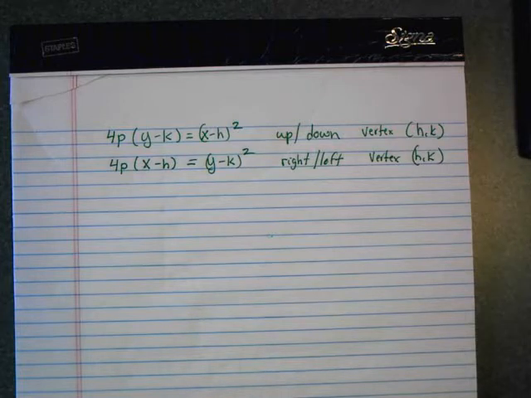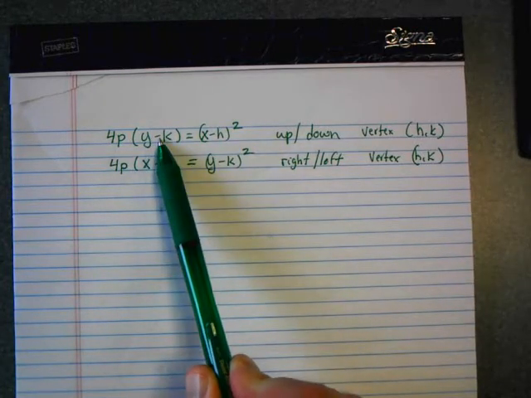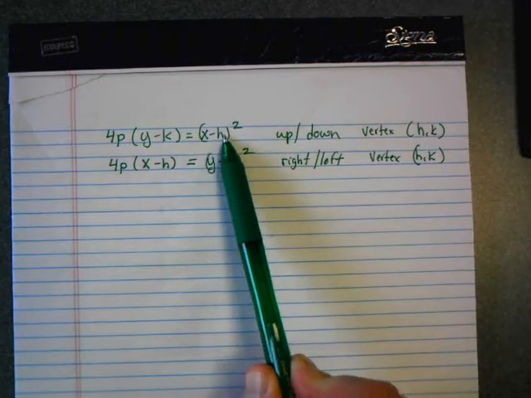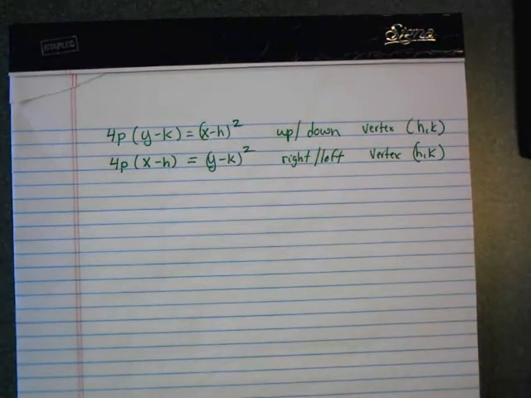Now, for the vast majority of the problems we're going to do in this section, it's going to be even easier because for the vast majority, our vertex is going to be at the origin. So we won't have the y minus k, we won't have the x minus h because h and k will both be 0. But some of the problems we will.